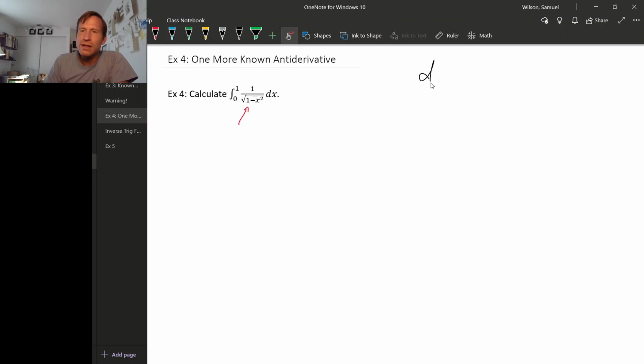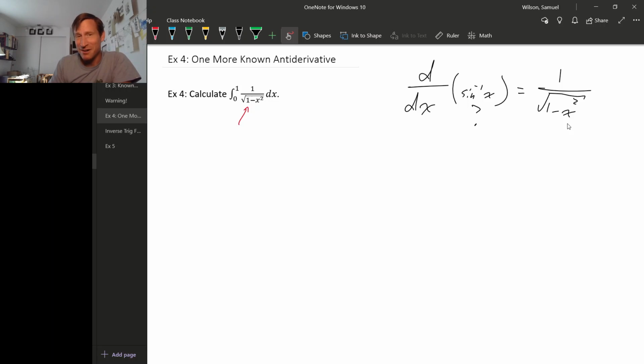But if you think of it in terms of a derivative, what we're looking for is some function whose derivative is 1 over square root of 1 minus x squared. If you think back to your experience in Calculus 1 long enough, you might remember that there is a function whose derivative looks like this. And it's inverse sine, right? So since the derivative of inverse sine is 1 over square root of 1 minus x squared, that means the antiderivative of 1 over square root of 1 minus x squared is inverse sine. So the antiderivative we're looking for here is just inverse sine.